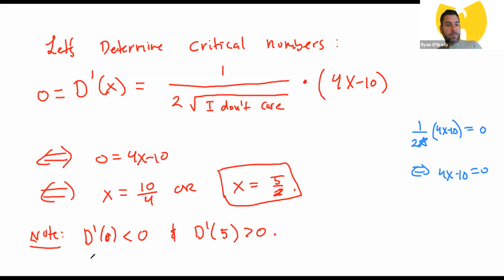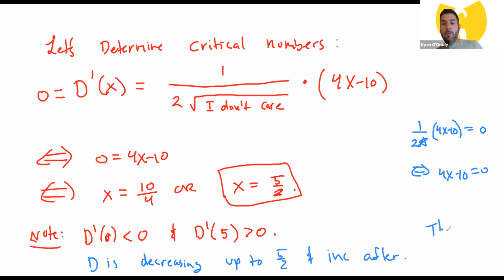So we conclude D is decreasing up to 5/2 and increasing after. So what does that mean? Thus, x equals 5/2 is the min. In fact, it's an absolute minimum.